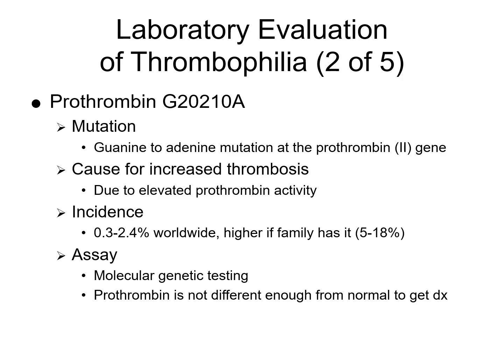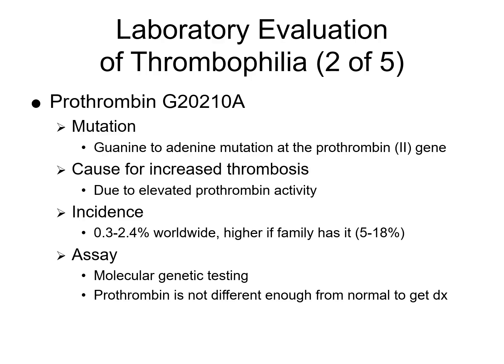For prothrombin G20210A mutation, this mutation involves a single nucleotide change where guanine is replaced by adenine at position 20210 in the prothrombin or factor II gene. It leads to increased production of prothrombin, which is the precursor of thrombin, which promotes blood clotting. Cause for an increased thrombosis, so elevated levels of prothrombin result in a hypercoagulable state, increasing the risk of forming abnormal blood clots or thrombosis.